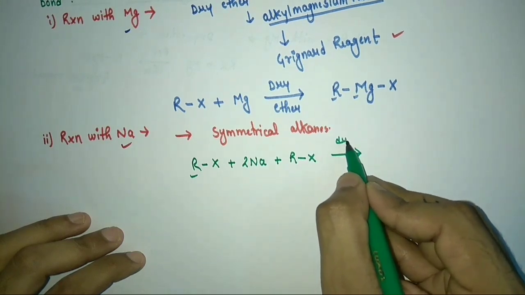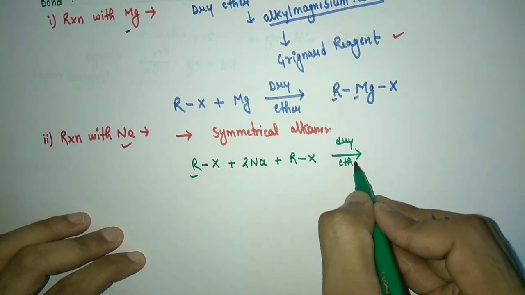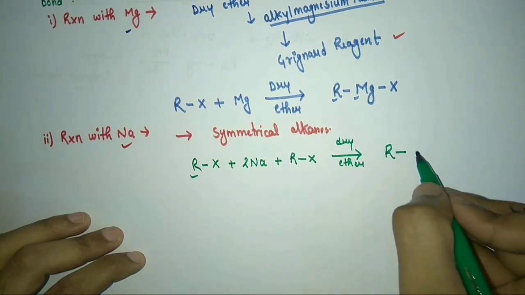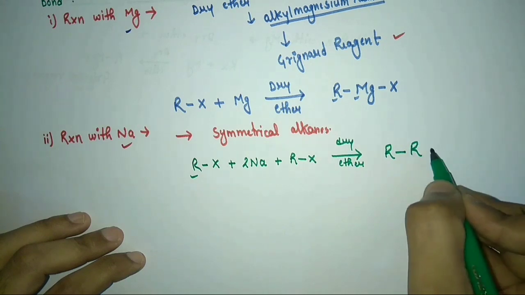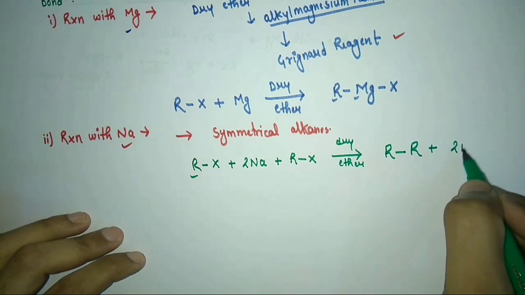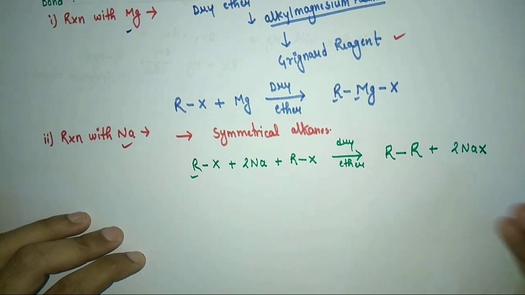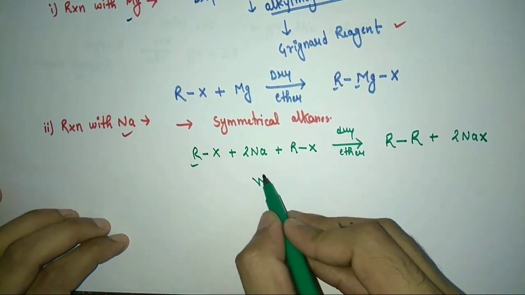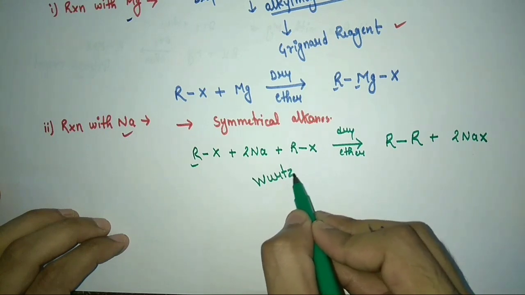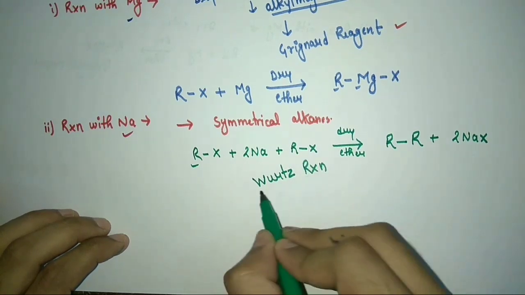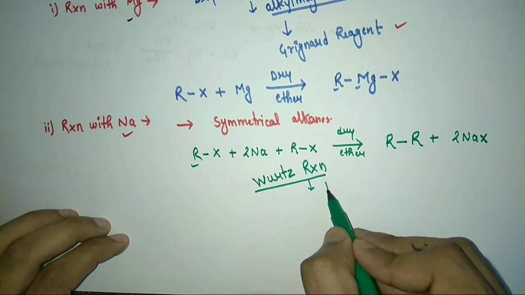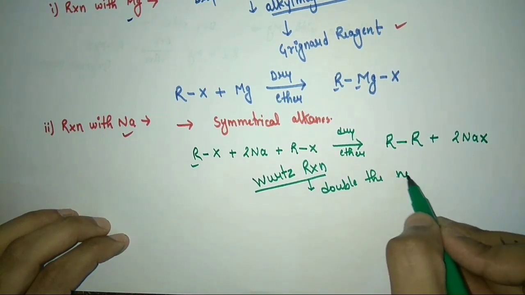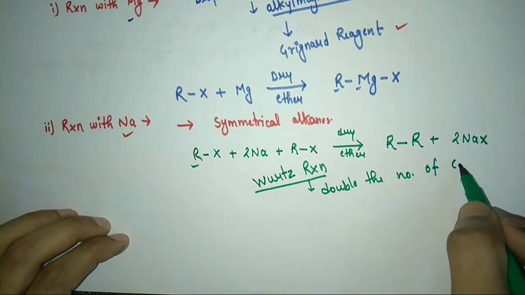It reacts in the presence of dry ether to form the corresponding alkane, which is symmetrical. This reaction is known as the Wurtz reaction, and it is used to double the number of carbon atoms.